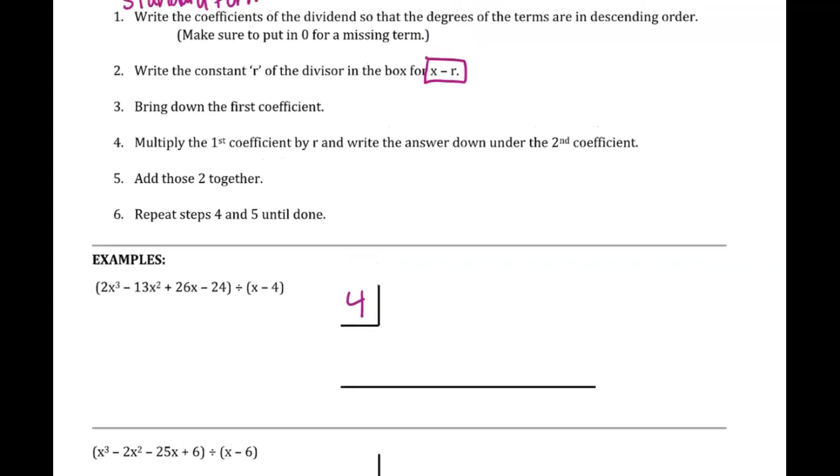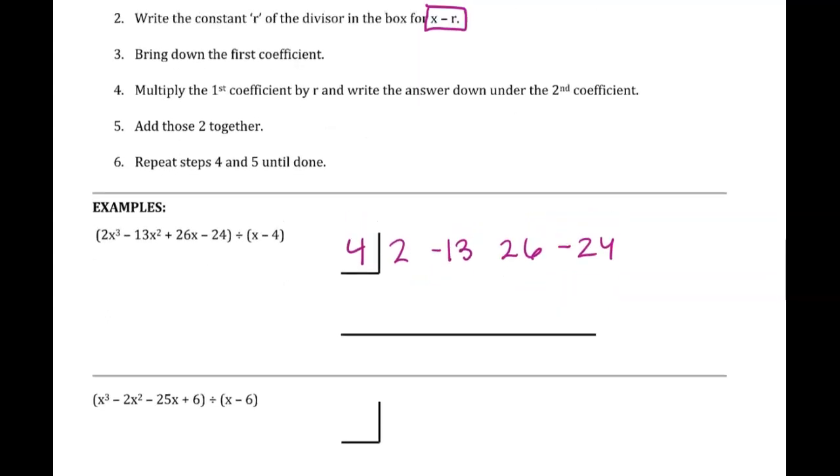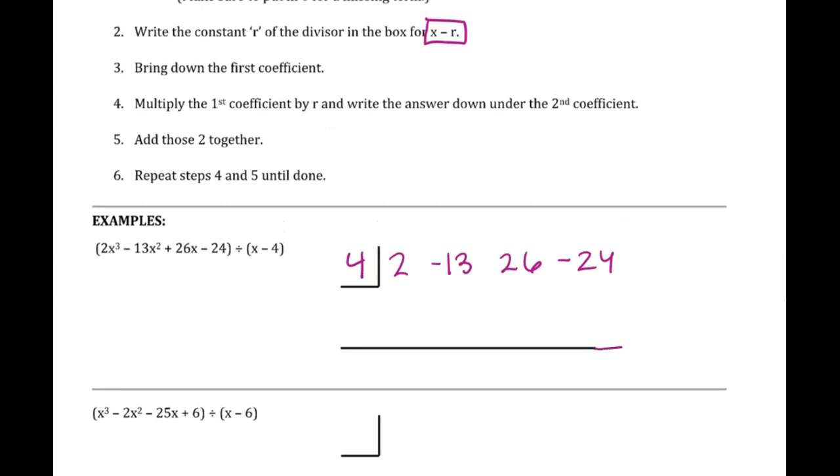Our coefficients are 2, negative 13, 26, and negative 24. And sometimes I go past where the line is. But that's okay because I write huge. All right, and then we bring down the first coefficient. So there's a 2.